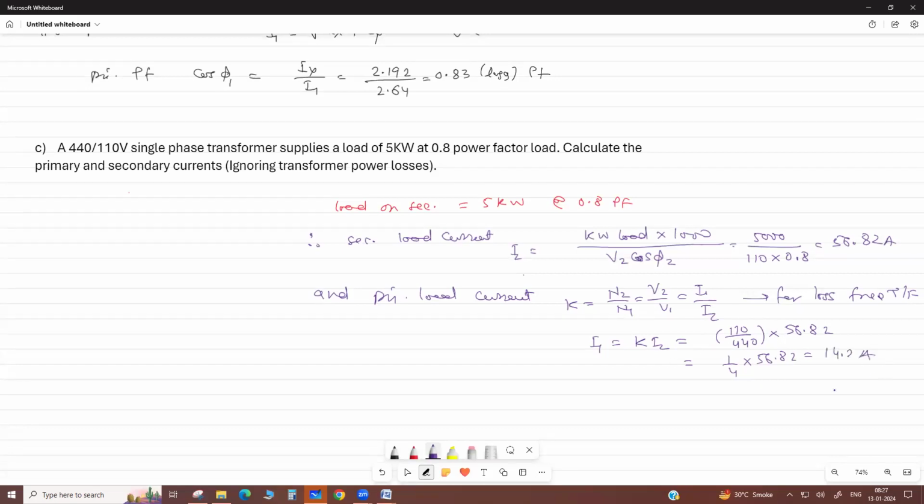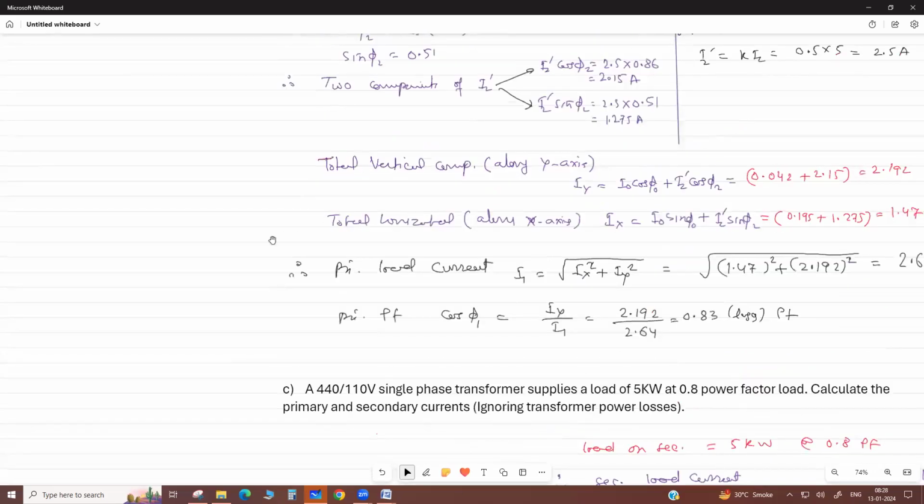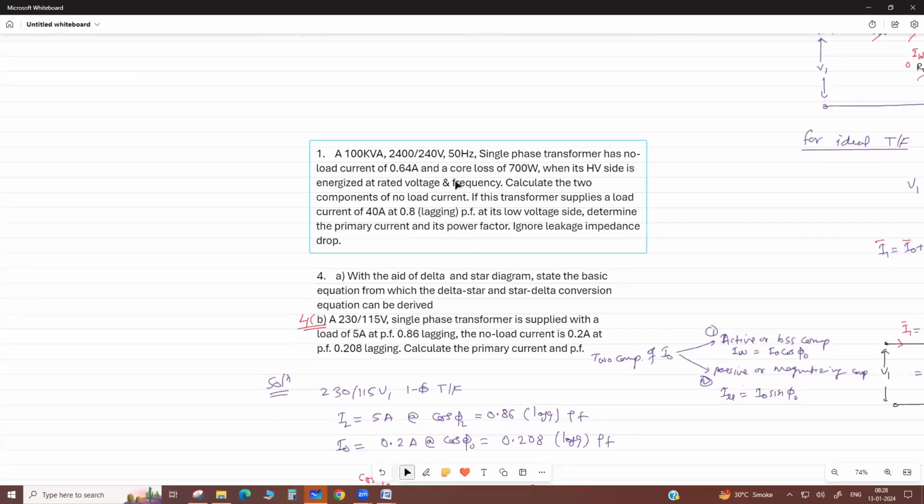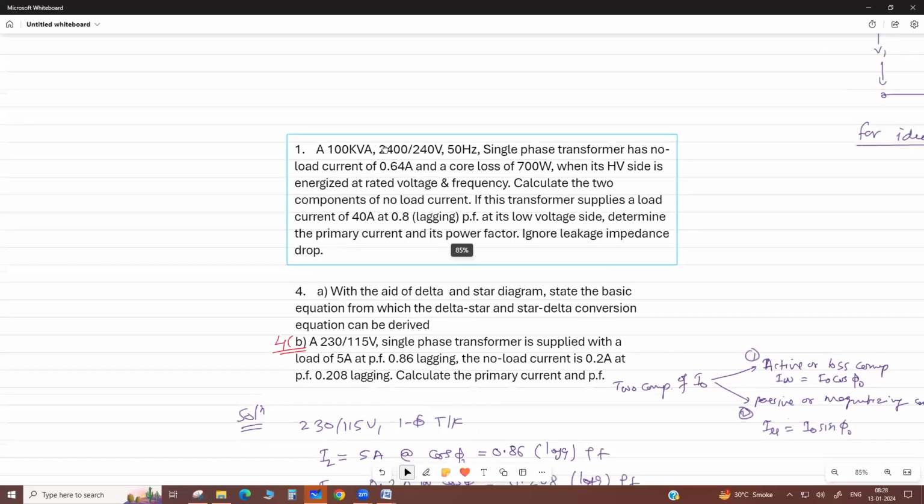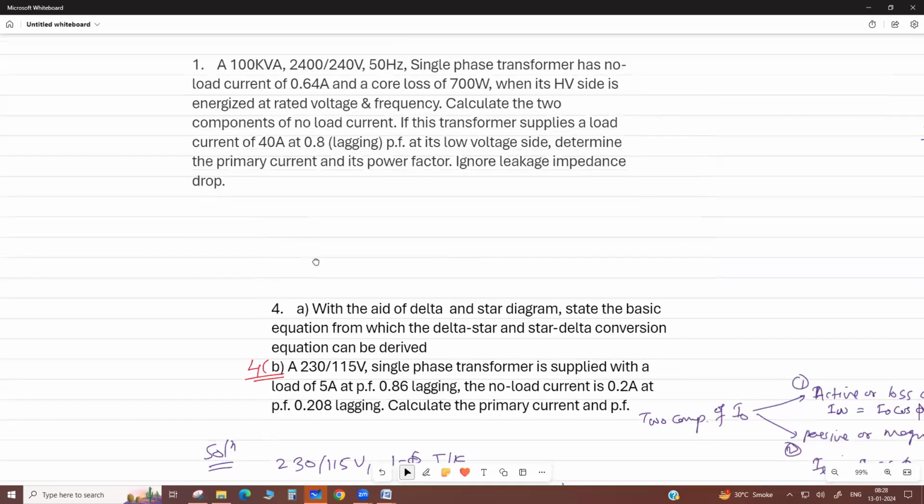14.2 ampere. Okay. This is the question. Small. Okay. Clear? Okay. Now this is the old question. Here it is also asking the same thing. You try to solve it.